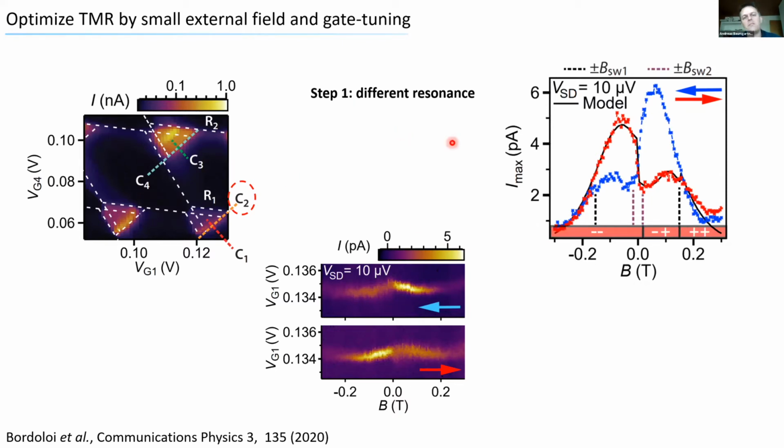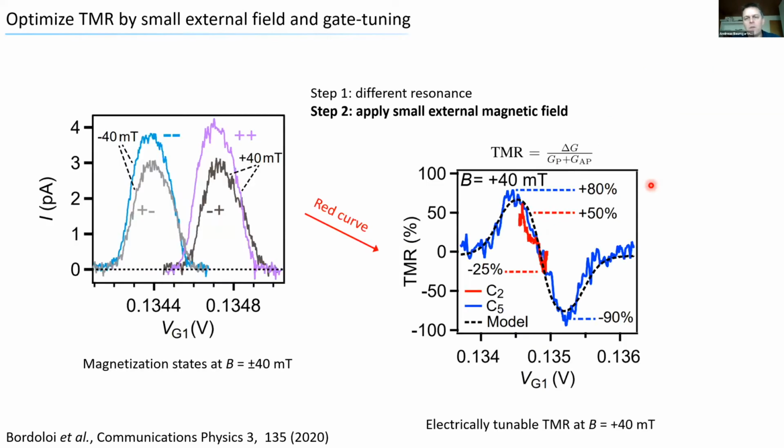First we go to a different resonance. That's one electrical tuning. And then you immediately see that we have a much larger hysteresis here. If you look at the amplitude, you see a very large hysteresis. If we then do the same experiment and do these gate voltage sweeps for the different parallel and anti-parallel states, we get a much larger difference. What we did here is apply a small magnetic field of 40 millitesla. This is still compatible with most superconductors. And we get this red curve as a function of gate voltage, with something like between 25 and 50% tunneling magnetoresistance.